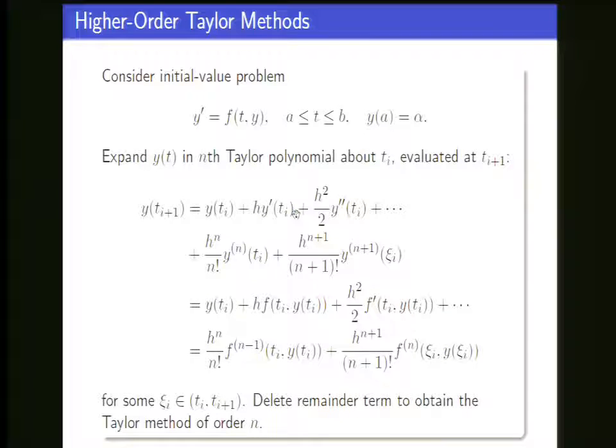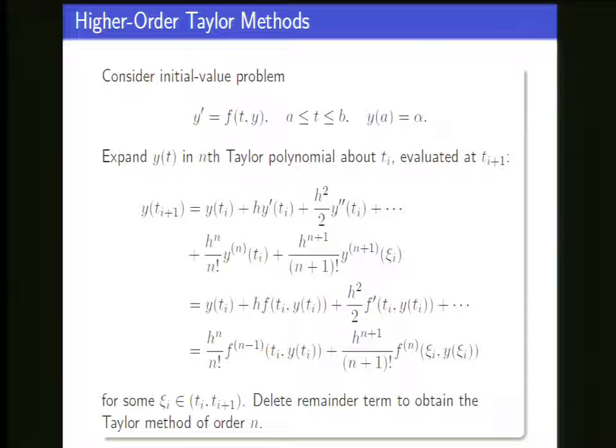So isn't it kind of obvious how to make it a little bit better? Keep one more term. What is y2 primes then? Well, we don't know that either, but you go back to the equation and you realize that that has to be f prime, right? OK, and that's the key. That's what we're going to do here. So that would be what we call the Taylor method of order 2. And I think it's pretty clear what the Taylor method of order n is.